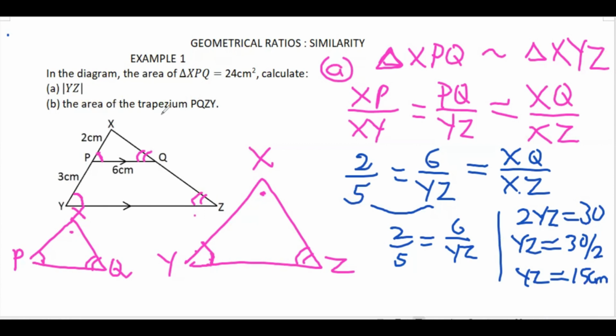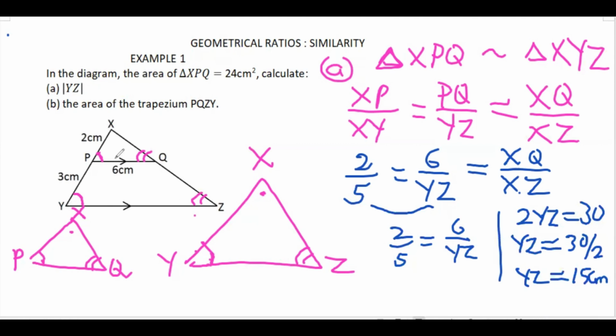For us to find the area of this trapezium, PQZY, there's no way you can find the area of this trapezium directly because you are not given any angle and you don't know the perpendicular height. Suppose you are given an angle, you may think of trying to work out the height. But you are not given information to find the height. We still follow this similarity to do that.